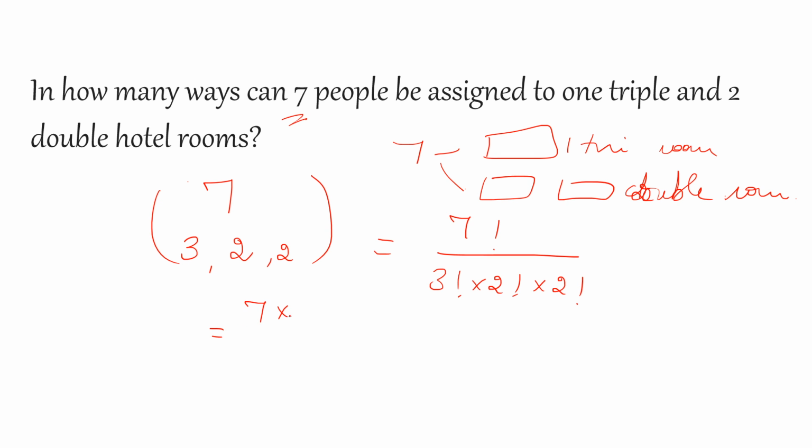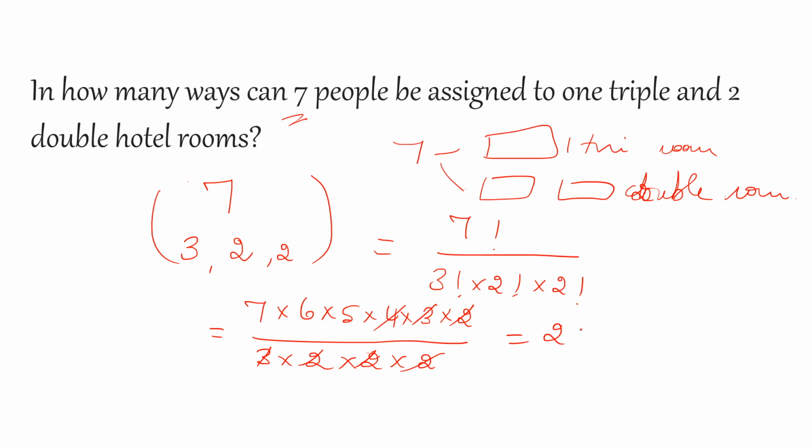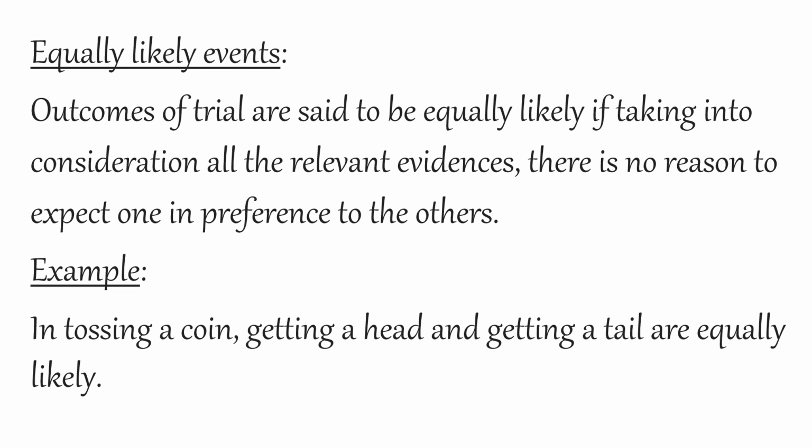That is 7 factorial, which is 7, 6, 5, 4, 3, 2, 1, divided by 3 factorial, which is 3 into 2 into 1, into 2 into 2. So 1, 2 will get cancelled. 4, 2, 2, 3, 3. So 210 ways. Understood? Next is equally likely events.